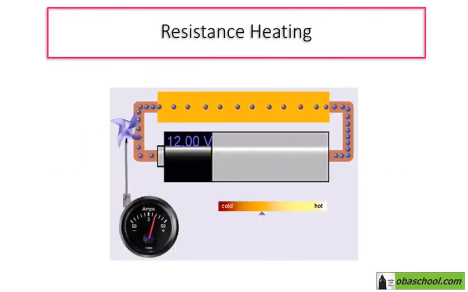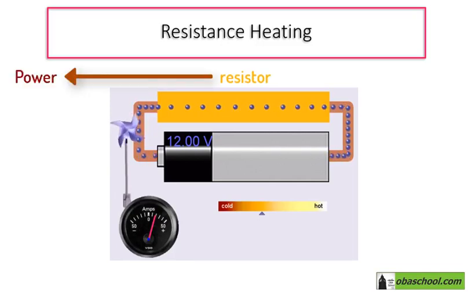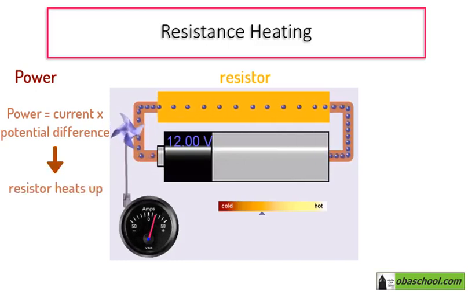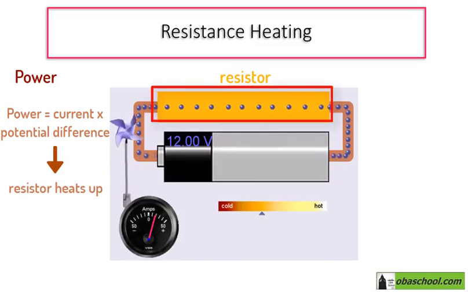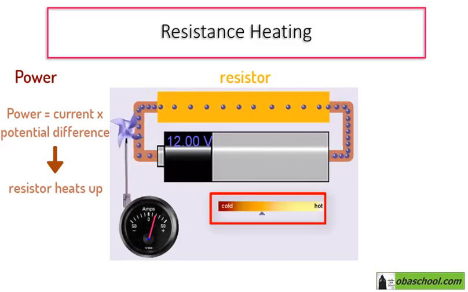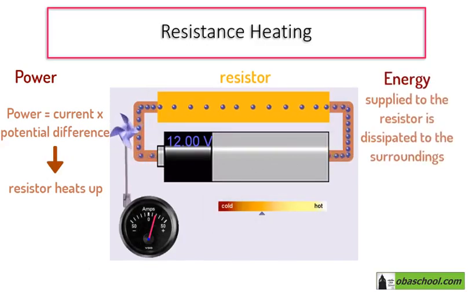Let's check it. When an electric current passes through a resistor, there will be power supplied to this resistor. Recall that the power is equal to the current multiplied by the potential difference. This power supplied to the resistor heats it up, and when the resistor heats up, it transfers this heat to the surroundings, so the energy supplied to it is dissipated to the surroundings.